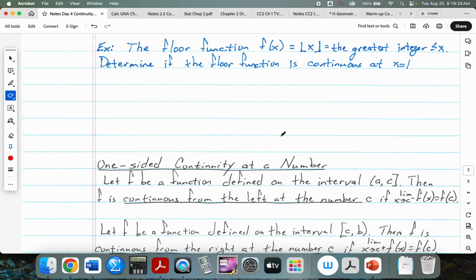Determine if the floor function is continuous at x equals 1. Well, you guys know me. I'm a picture guy. All right, so the greatest integer function of 0 is 0 because it's less than or equal to. And as we move to the right, until we get to x equals 1, they're all going to be 0. And then we have this jump, because at 1, the value is 1, and that is going to continue until we get to 2.